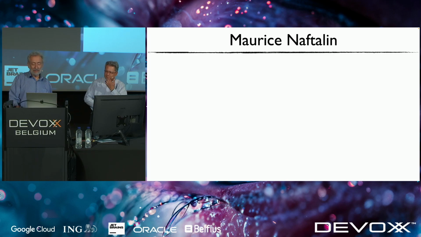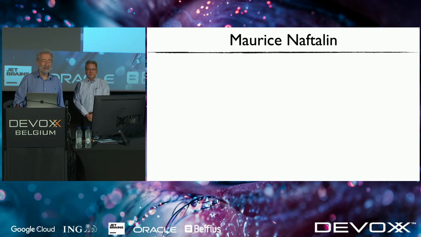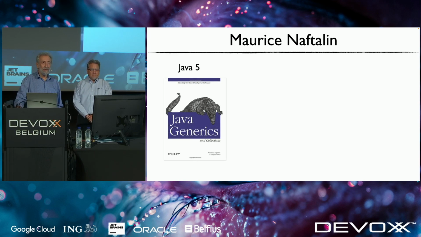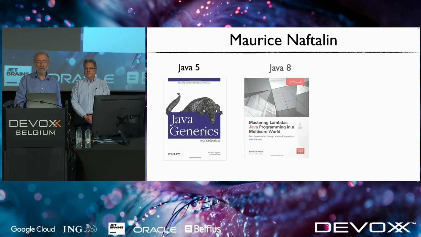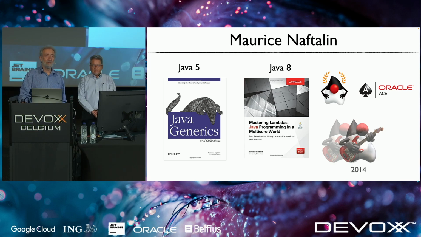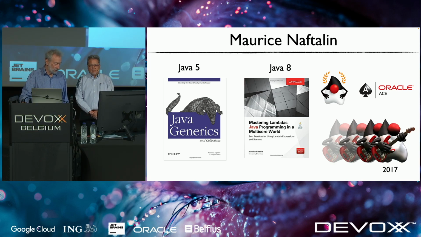Okay, that's you. So this is me. I wrote a book on Java generics and collections a very long time ago for Java 5, and then I wrote a book about Java 8, which was streams and lambdas, and I'm a member of various community programs, and I speak at conferences a bit, and I'm a Java rock star, which is what that thing at the bottom right is.